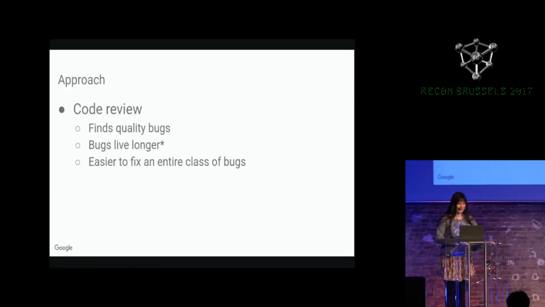I find especially if you're in the situation of wanting to find a lot of bugs and do a comprehensive bug finding, find all the similar bugs so that they can be fixed, code review is typically the best. You find quality bugs and you know their quality up front because you know what's causing them. I thought I would find bugs that maybe live longer and are more likely to be used by attackers, although that turned out not to be the case. And also I found it easier to fix or get entire classes of bugs fixed.